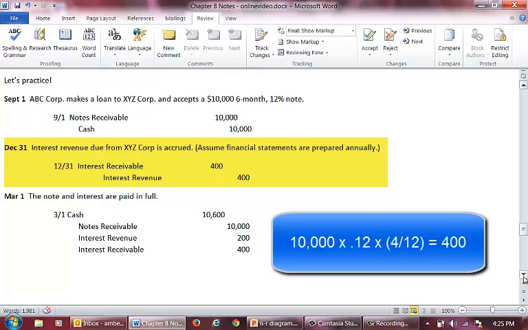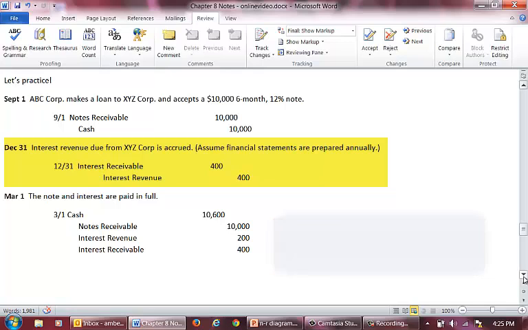When you do the math, you get $400. ABC has earned $400 of interest revenue on this note. In the entry, we would debit interest receivable and credit interest revenue for the $400. Please note that we do not debit notes receivable. Notes receivable is reserved for the principal of the note only. We have a separate account for interest receivable.